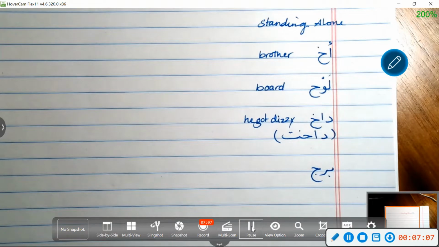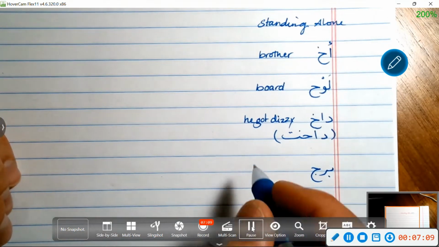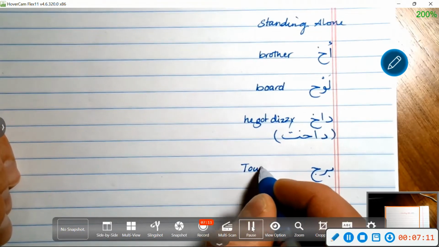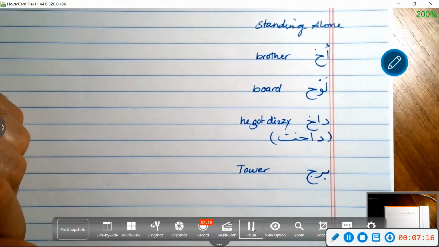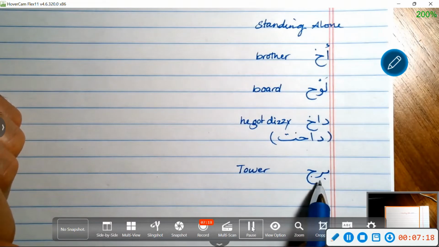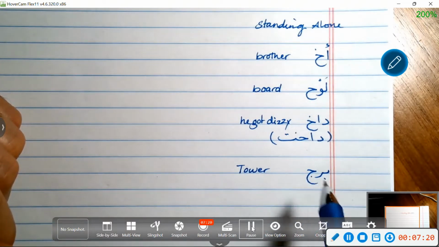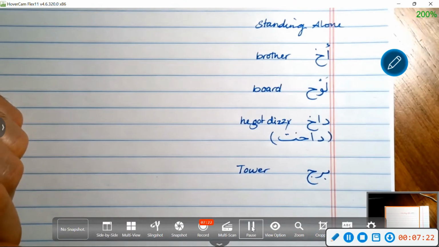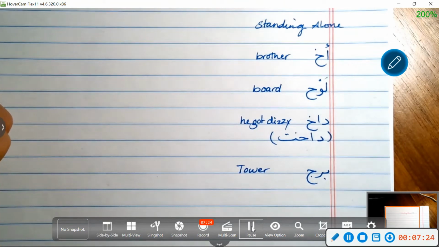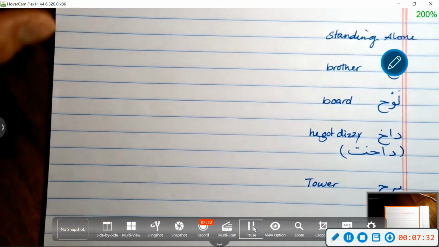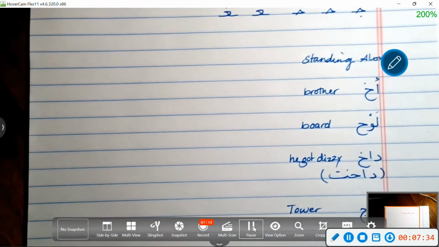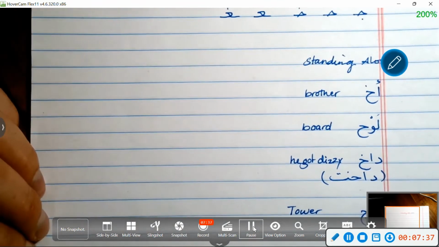And now we have burj, tower. Ra doesn't connect to the letter that comes after it. So jim stands alone. Let's see now at the beginning of the word, and we get some examples.